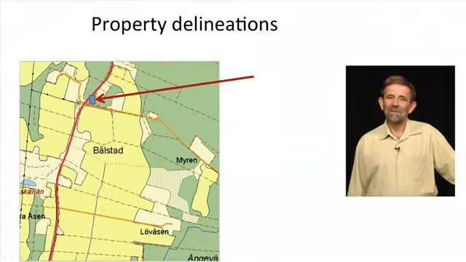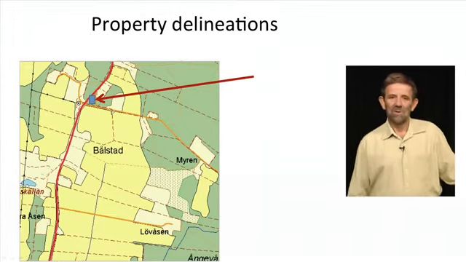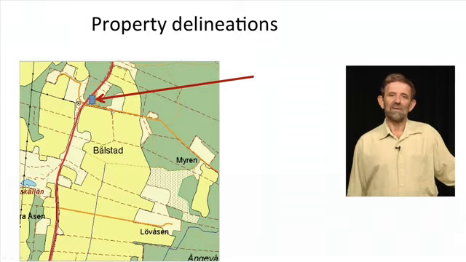Occasionally, like the little tiny blue box there, a piece may be a common property resource that is actually not really private property, but it still belongs then, in this case, to the village as a whole, as a piece of common property. But most land in Sweden is either private property or state property.